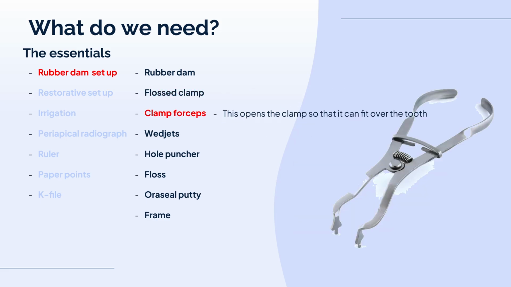Clamp forceps. Please be careful with these ones. These are not the same ones we use for the Palodent or the V3 rings. These have two little pegs here which engage in the two holes that are present on a clamp, with the exception of an anterior butterfly clamp, but it's used in the same way. These are required. Okay, it helps stretch and open the clamp so that it fits over the tooth.